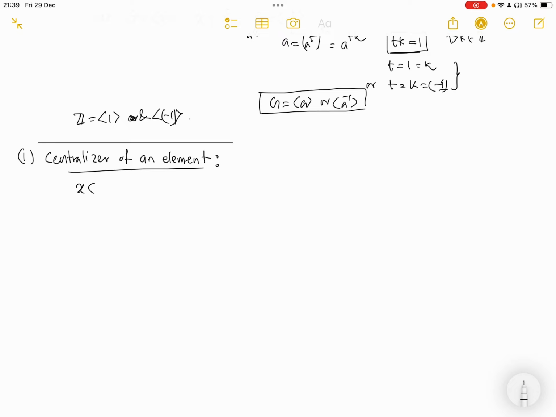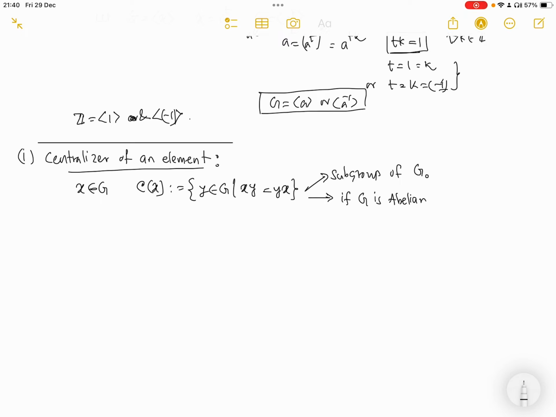What do you mean by this? So let's take an element x from G and we denote this by C of x. Centralizer means all those elements of G that commute with x, right? And so the first thing to verify is that this is a subgroup, right? This is an easy thing to verify. I'm not doing it. Another thing to observe is that if G is abelian, then x commutes with every other element of G. It means the centralizer of x is the entire G. Second thing is what is the center of G.